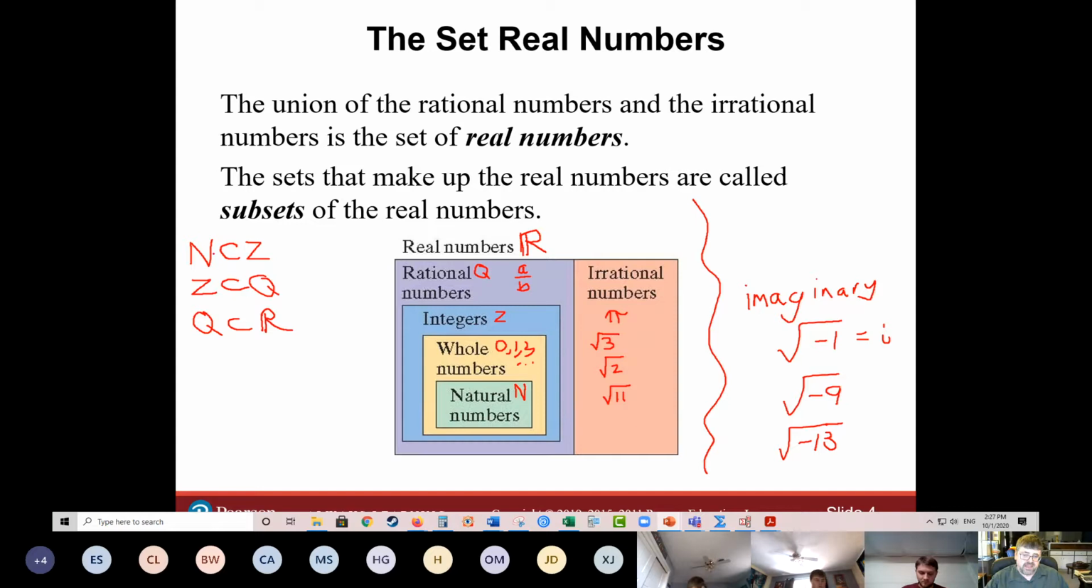And because N is a subset of Z and Z is a subset of Q and Q is a subset of R, there's a property that tells us that this means, as the chart shows us, that the natural numbers are a subset of R. They're part of the real numbers. So all natural numbers are whole numbers. All whole numbers are integers. All integers are rational numbers. And all rational numbers are real numbers. Also, all irrational numbers are also real numbers.